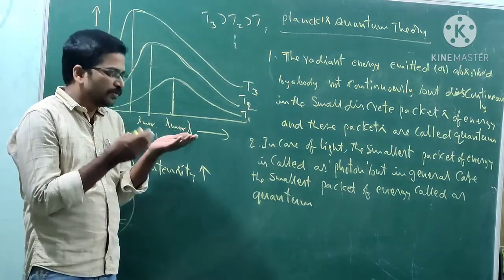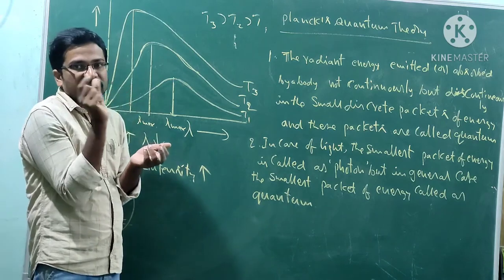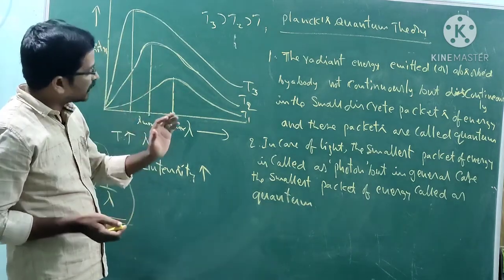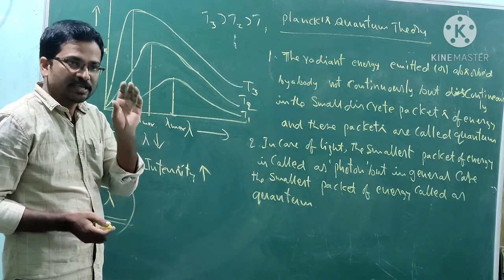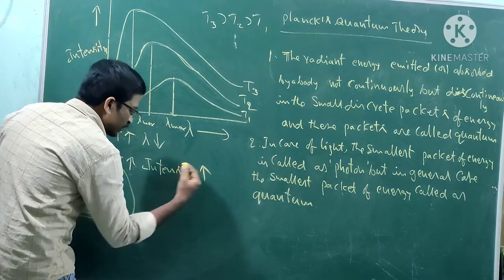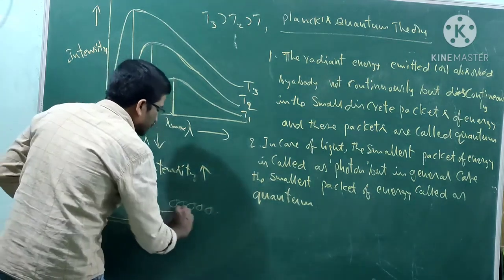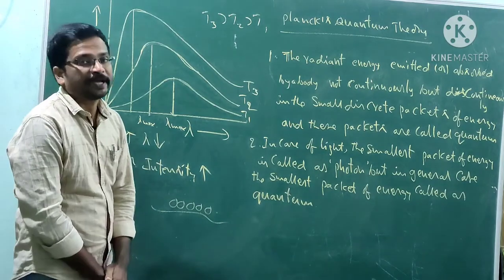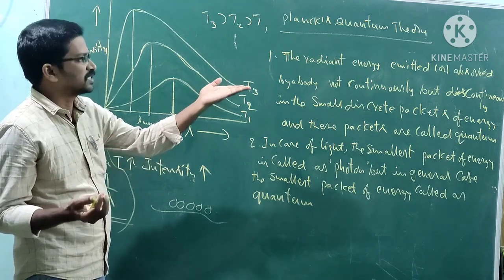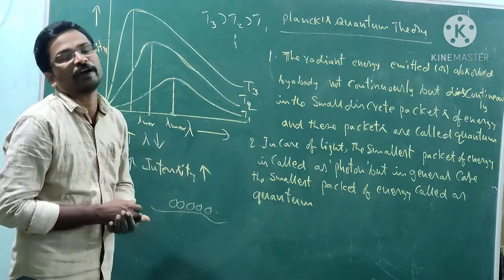If you heat the black body, it emits radiation in discrete form. Discrete means packets of energy, not a continuous wave. It seems to be a wave, but it is packets of energy. Radiant energy emitted or absorbed by a body is not continuous but discontinuous, in small discrete packets of energy. These packets are called quantum.